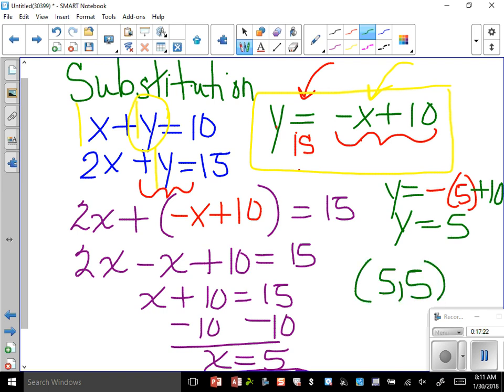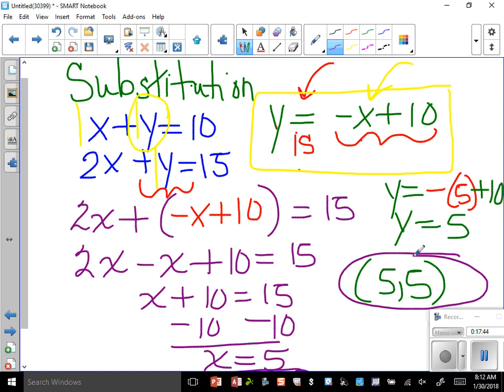You do need to write your answer as a solution at the end. So just don't leave x by itself and y by itself. At the end, you do need to write it as a coordinate. Okay, so that's doing all of the work algebraically without having to graph the lines. Okay.